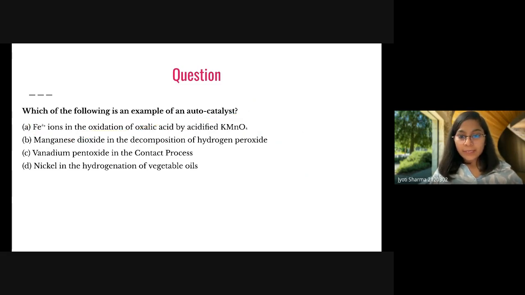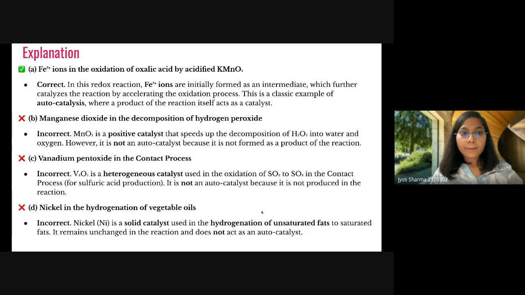Let me explain in a better way. In the redox reaction, Fe2+ ions are initially formed as the intermediate, which further catalyze the reaction by accelerating the oxidation process. And this is the classic example of autocatalysis, right? And here we talked about this, right? Hydrogen peroxide is giving you H2O plus O2, and manganese dioxide is just the positive catalyst, the external catalyst. It is not the product.